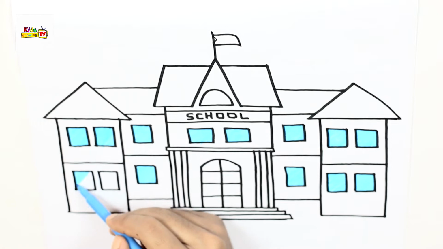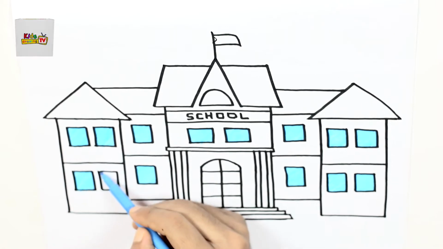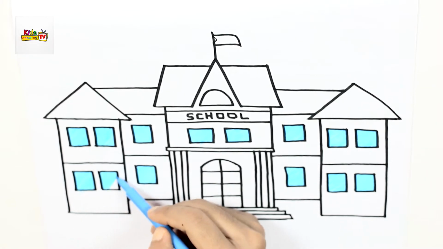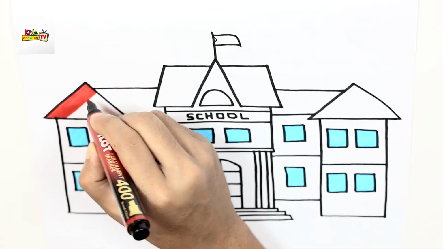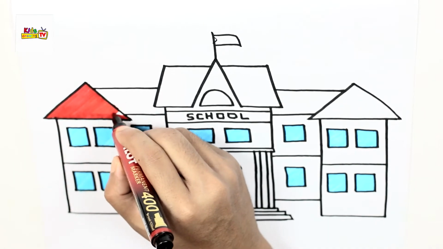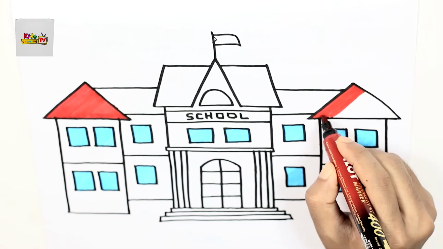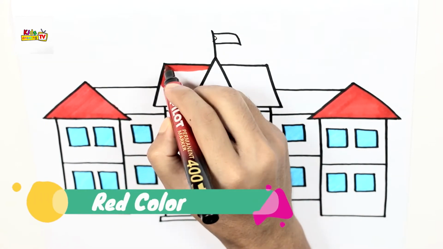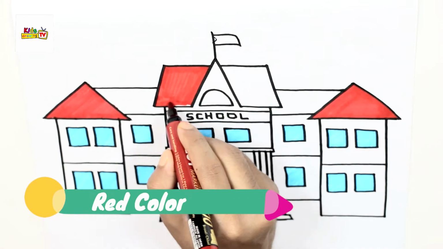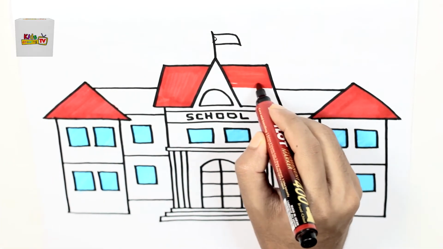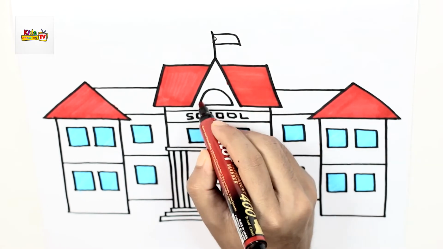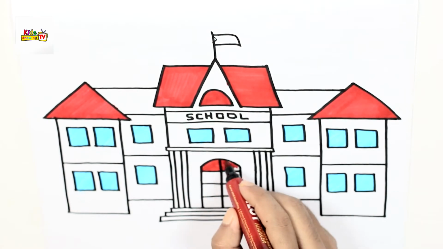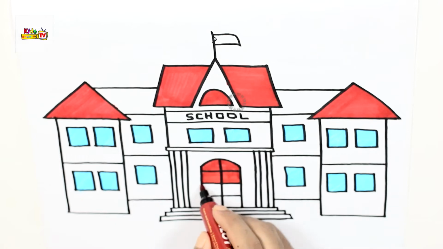And I'm adding the color for all the roof. So it is red. Yes, it is red. That is awesome. Thank you, Jerry. John, it looks good. I like your school.